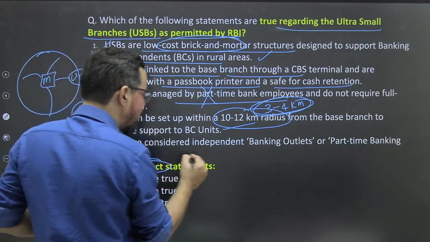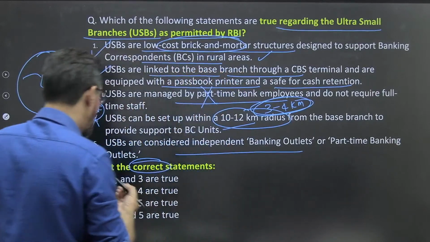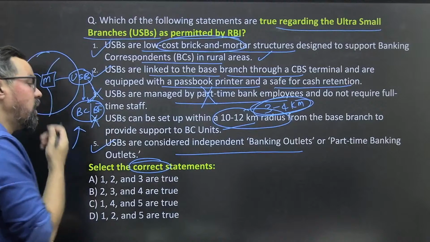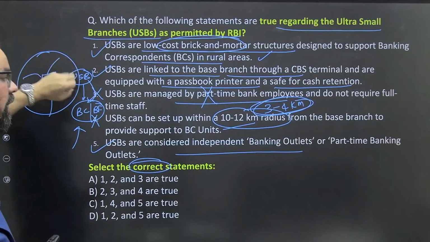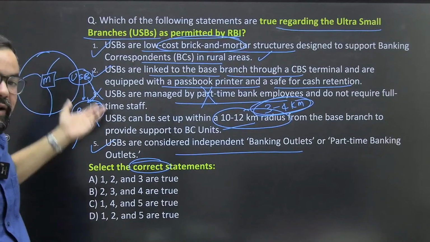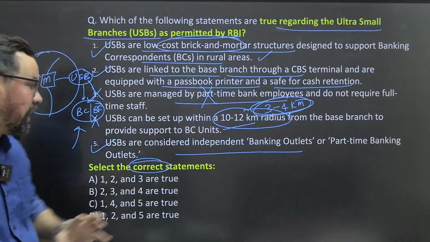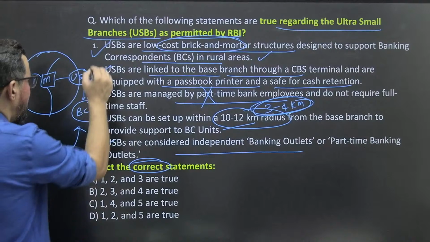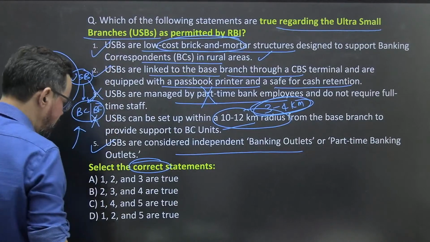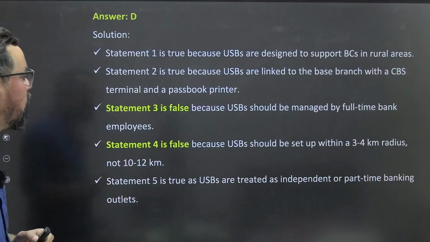Ultra small branches are considered independent banking outlets or part-time banking outlets. This is correct. So they are a kind of separate branch. Even though small, it is a separate branch, and it can be a part-time banking outlet when we are creating our reach in that particular area. So the correct statements are 1, 2 and 5. Option D should be the right answer for this particular one.